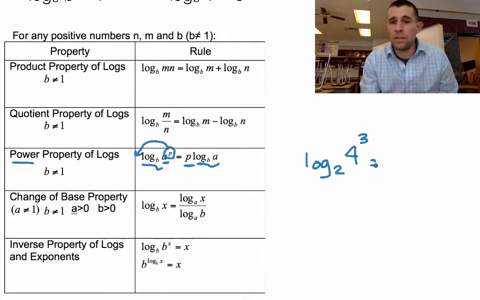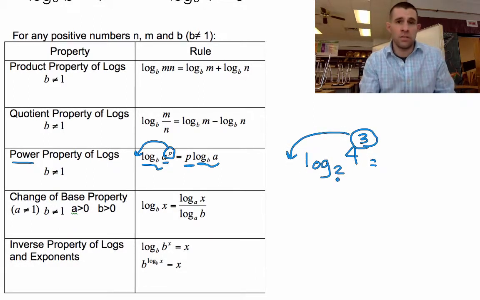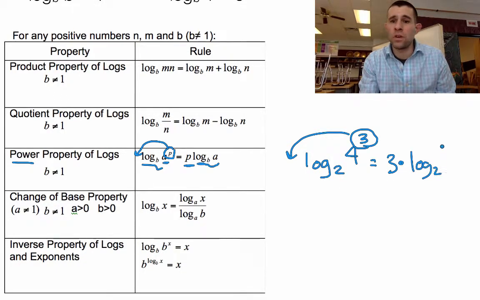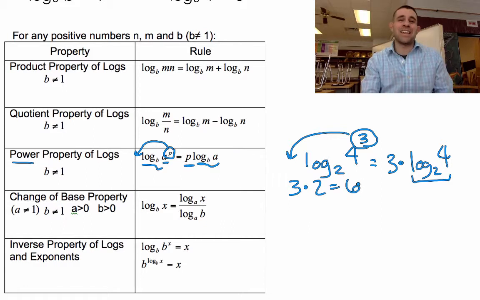I'm going to rewrite this, and I'm going to take that 3 and place it down here in front of the log, and it becomes 3 times log base 2 of 4. Now I simply have to solve this log and multiply it by 3. So the result would be 3 times log base 2 of 4, which is 2, and that's equal to 6.